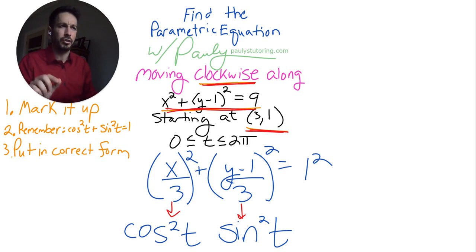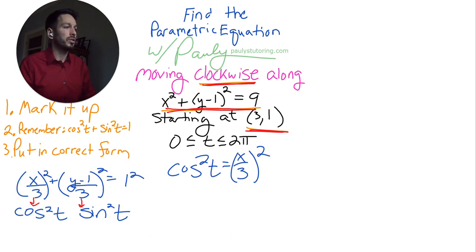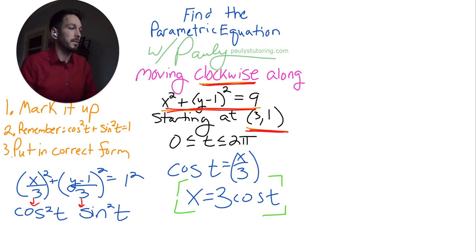Now we're going to put a little asterisk on that. We'll come back to that because there's some more things to say about that. So cosine squared equals x over 3 squared. We can cancel off the squares, and so x equals 3 cosine of t. All right, awesome. That's great. And we will show how this corresponds to our starting point at 3, 1.